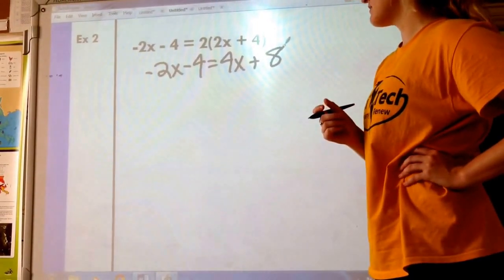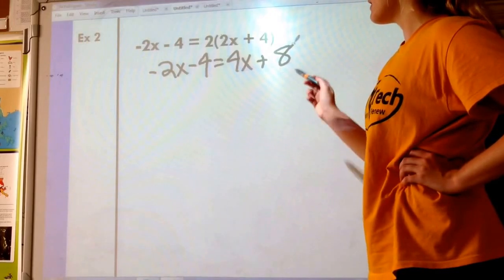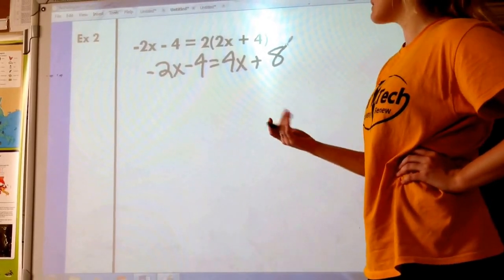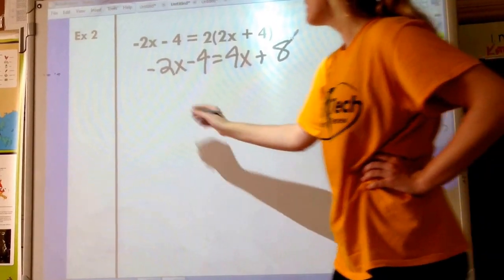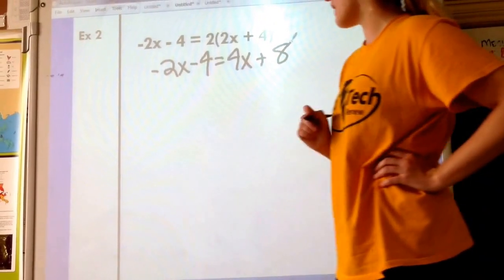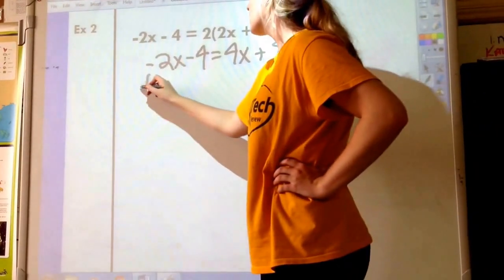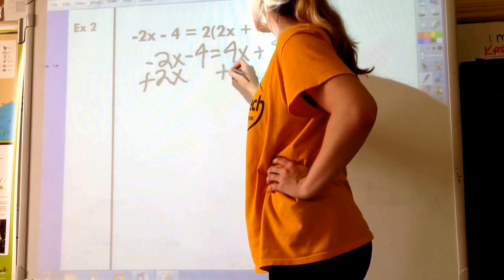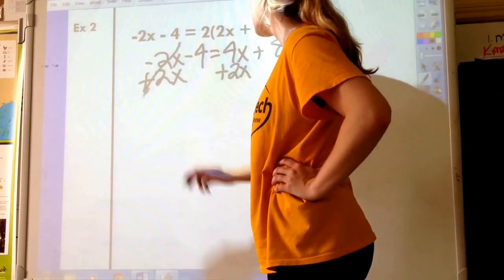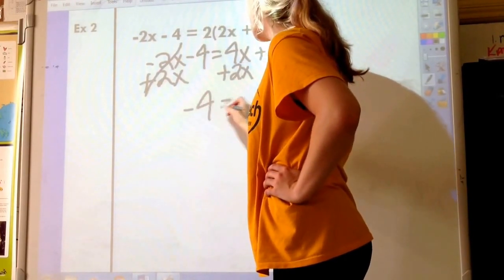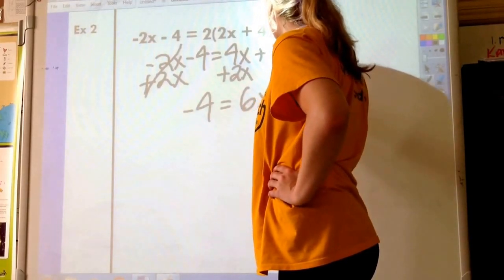So now what I have to do is get my variables on one side. And I want to keep it positive. So since 4x is positive, I'm going to move 2x to the right side of our equation. So I'm just going to add 2x to both sides. My 2x's will cancel out. I'm left with negative 4 equals 6x plus 8.